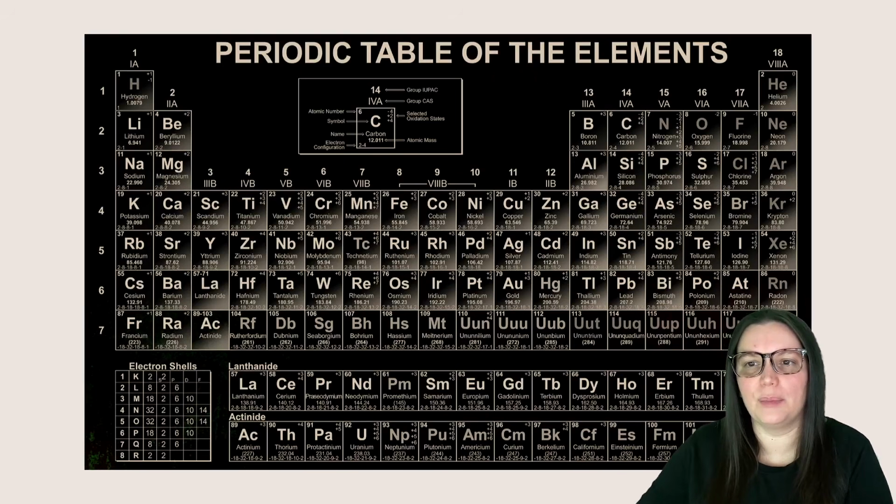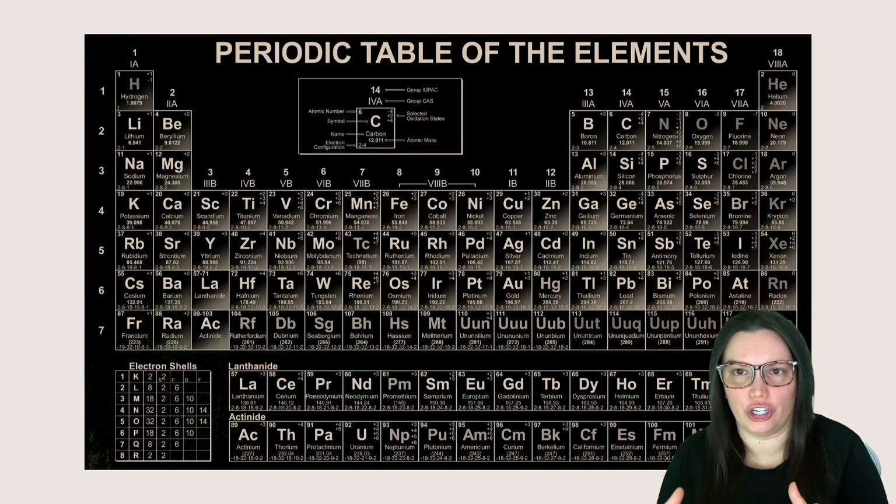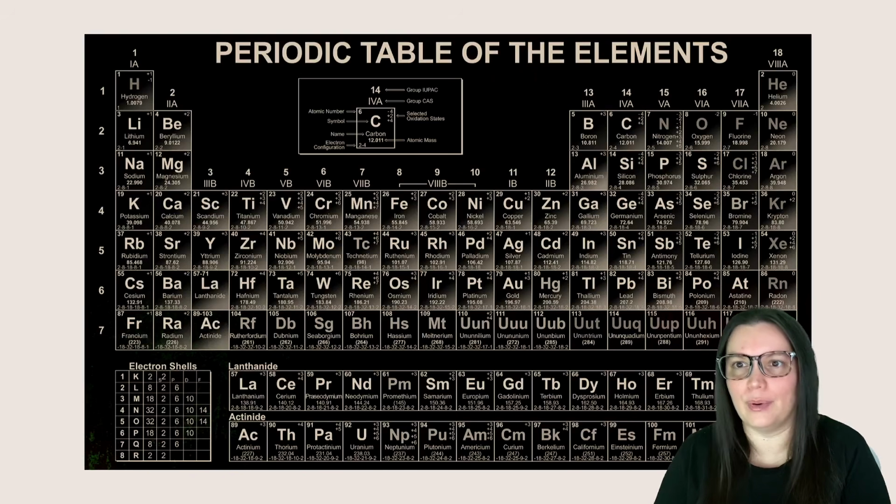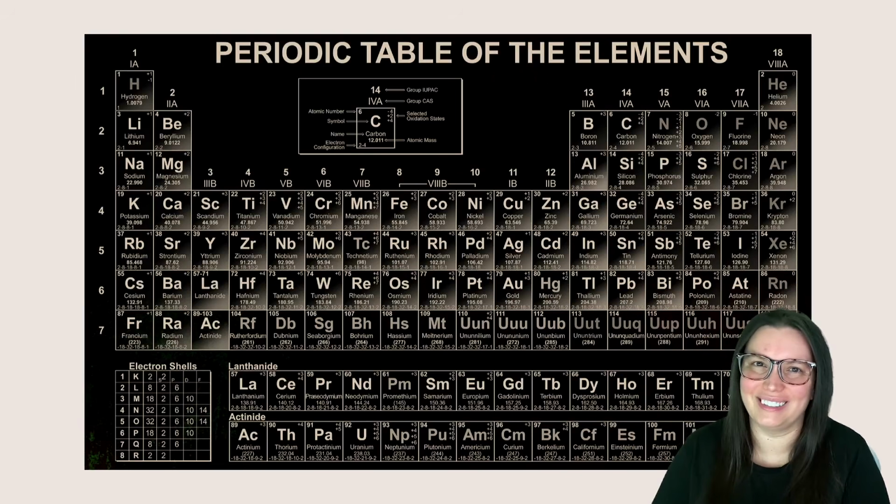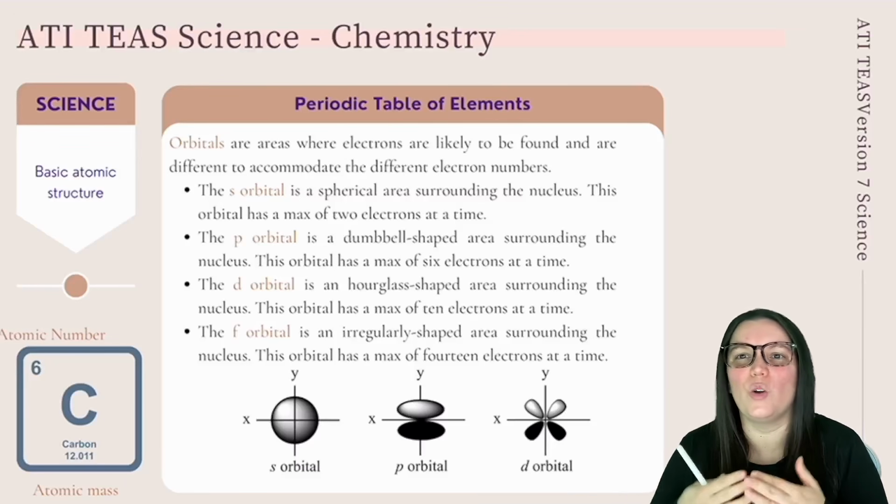To identify the number of electrons or protons of an element, you must look at the integer shown on the periodic table. The integer is the element's atomic number, which is usually shown as a whole number without a decimal. The atomic mass on the periodic table is shown as a decimal to account for the element's various forms of isotopes. So let's take a closer look at orbitals.